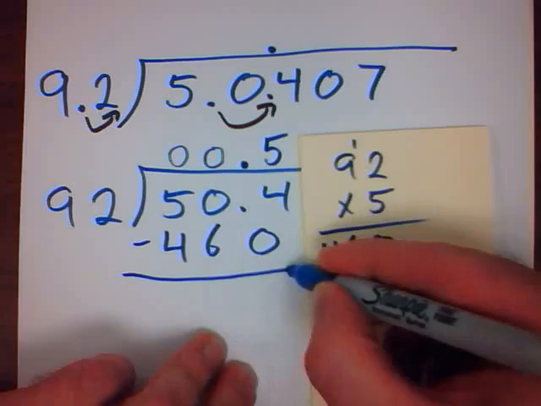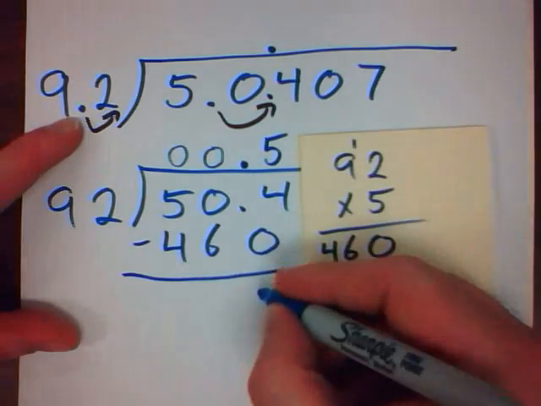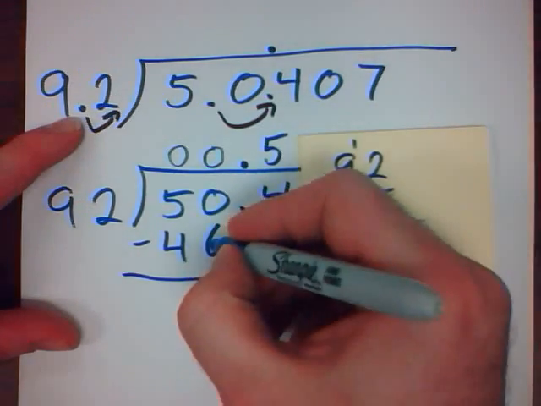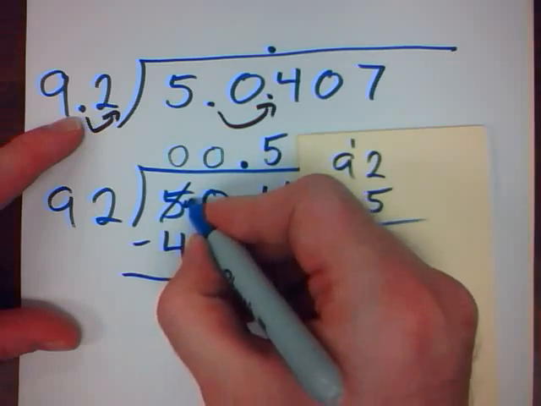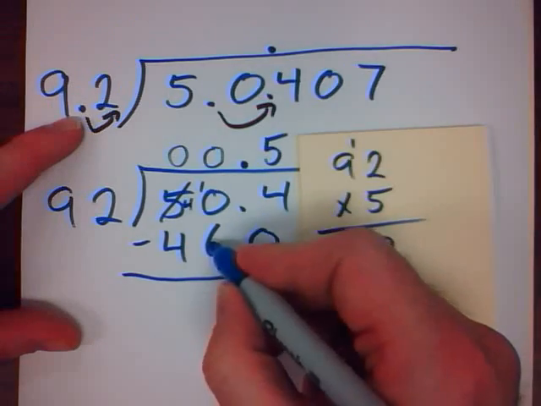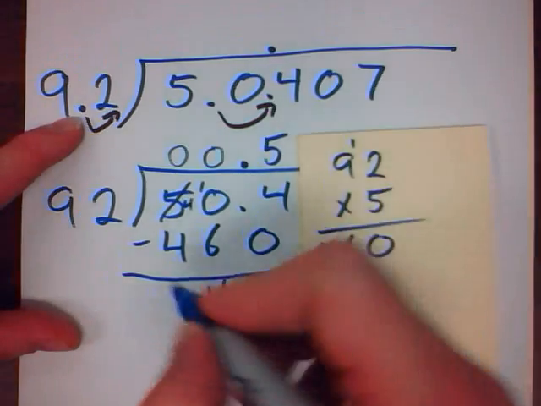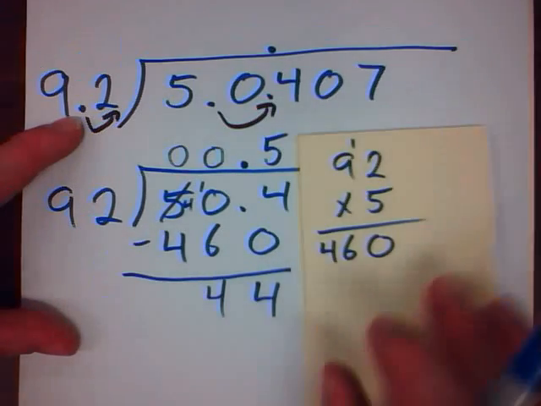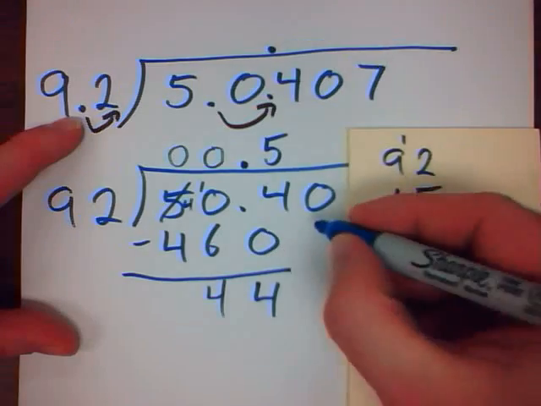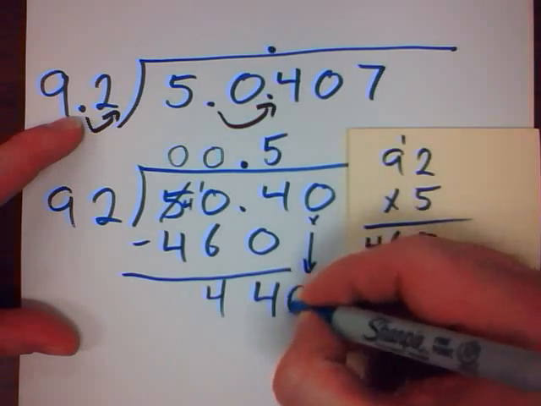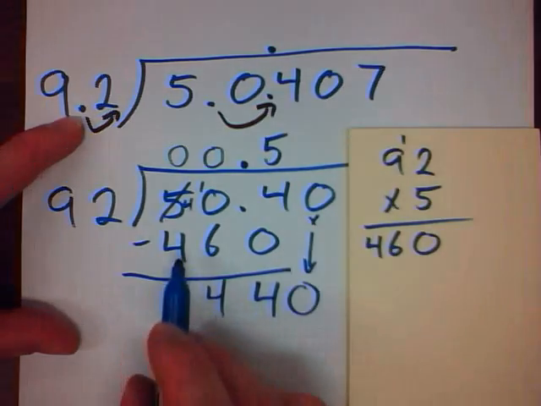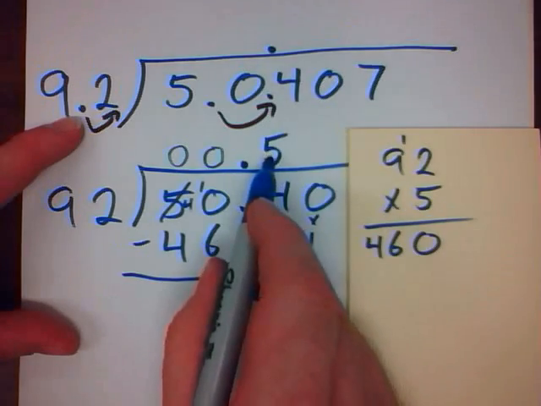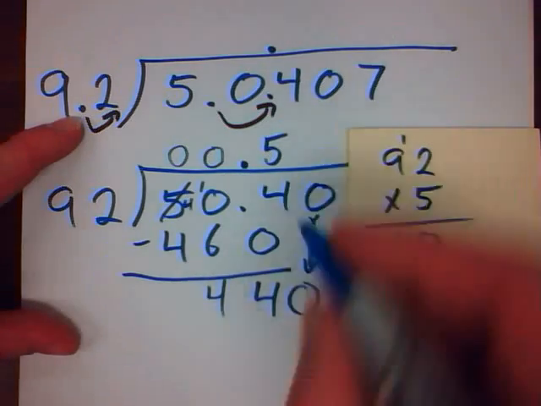Subtract. 0 from 4, nothing. 6 from 5 doesn't work. I need to borrow. 6 from 10. 44 is all I have left. 44 is not greater than 92, so I'm doing all right. Okay, let's bring down my next number. 440. Well, I know that 460 from my 5 is going to be too high, so I'm going to go for 4.